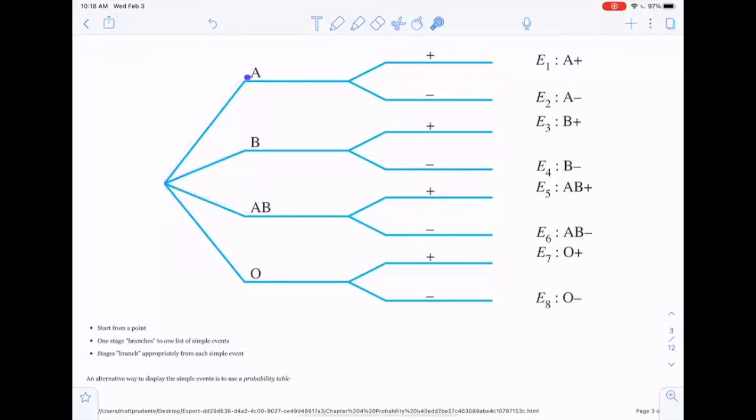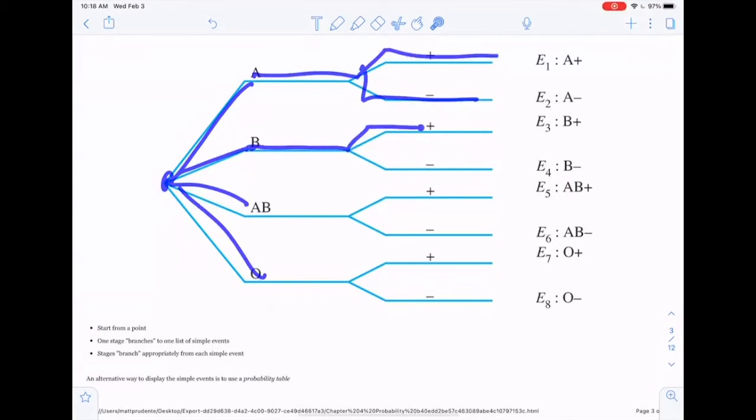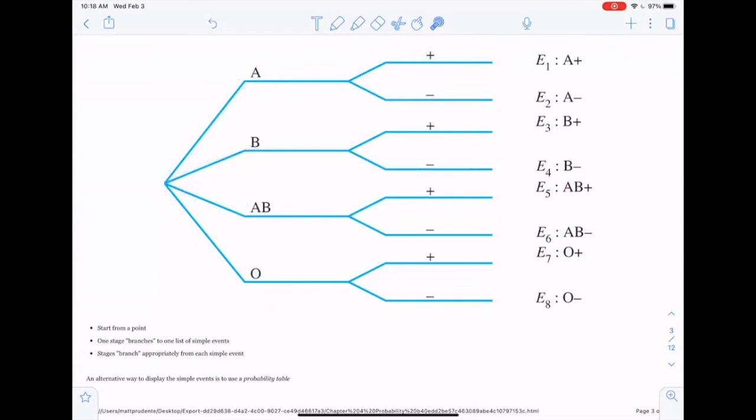And then every other stage from here will branch out. And so we can say positive, negative, and so on. So we can fill out a tree diagram from there. We'll be doing more examples of tree diagrams as we move on.